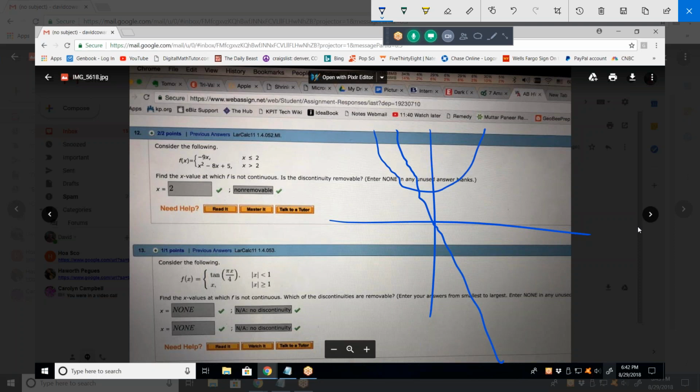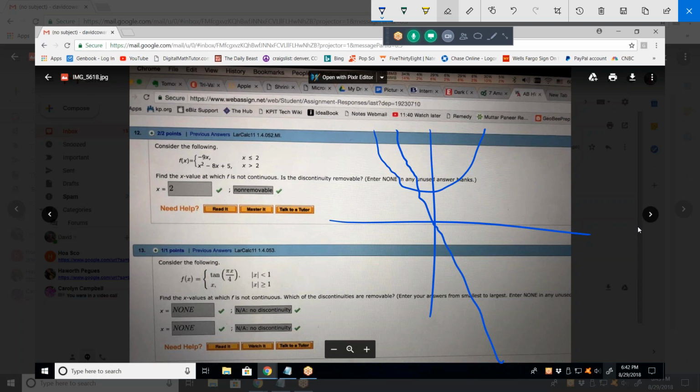I may not have drawn it in the right place. Negative b over 2a. So I think the x value is 4, and 4 comma something would be the vertex. Okay. Yeah. Well, oh, I see. When x is greater than 2. Oh, right. So obviously it would be discontinuous at 2. That makes sense. And it's a non-removable discontinuity because it's not a hole that you can just plug in with a point.